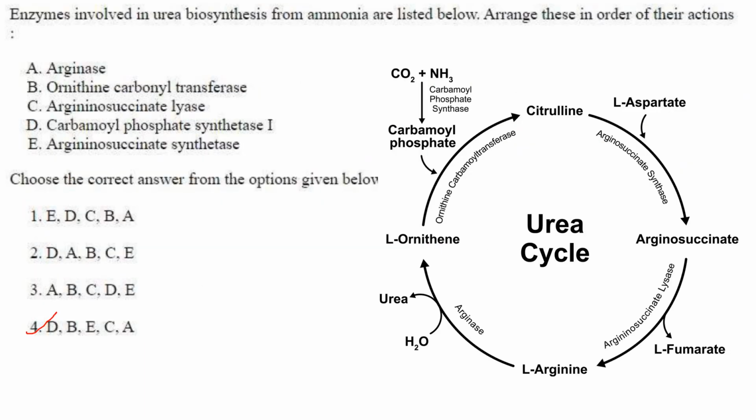Then next one. Enzymes involved in urea biosynthesis from ammonia are listed below. Arrange these in order of their action. So as you can see from the figure, carbon dioxide plus ammonia by carbamoyl phosphate synthetase getting converted to carbamoyl phosphate, then it is getting converted to citrulline by ornithine carbamoyl transferase. Then L-aspartate is entering there, then argininosuccinate synthase, it gets converted into argininosuccinate, then comes argininosuccinate lyase, then arginase.